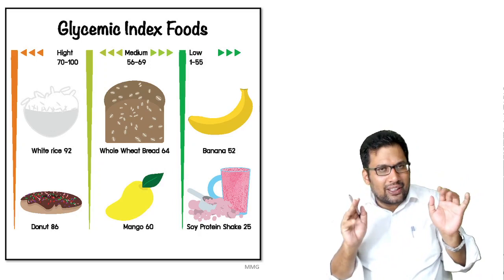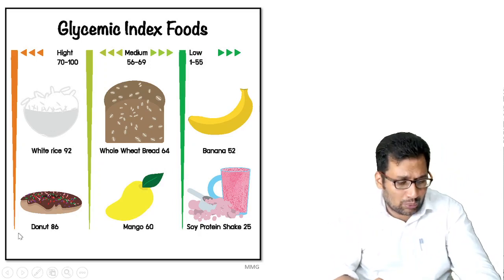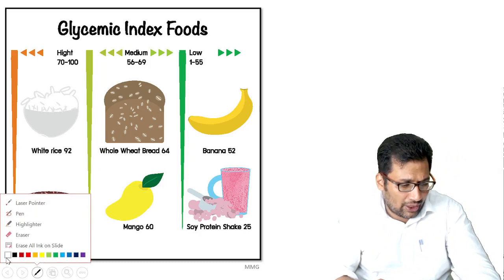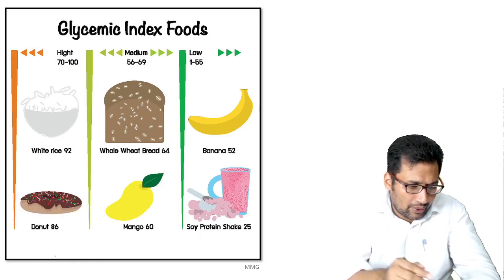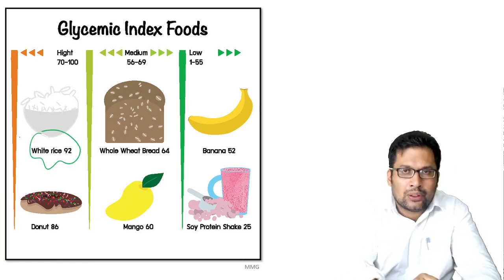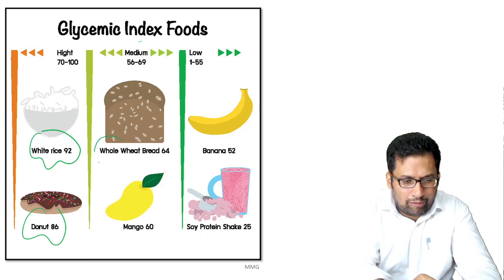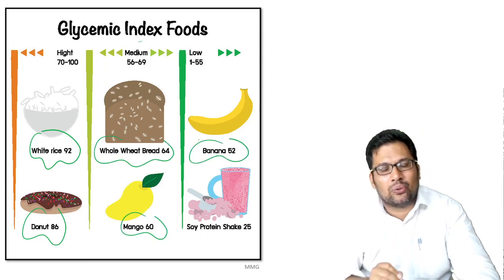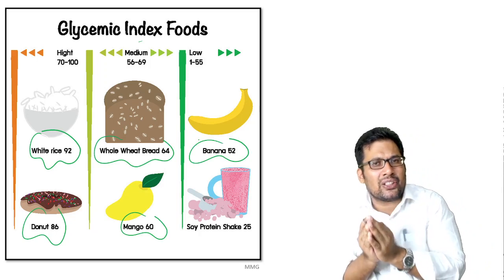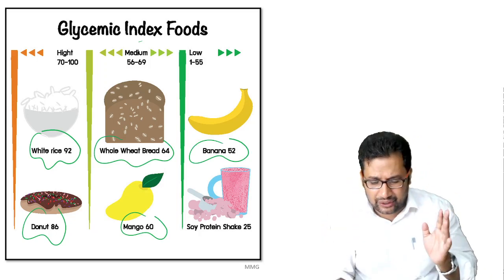Now look at this very interesting picture. The white rice glycemic index is 92. Donut 86. Wheat bread 64. Mango 60. Banana 52. Like that. So it's all based on the glycemic index. That completes question number 17.